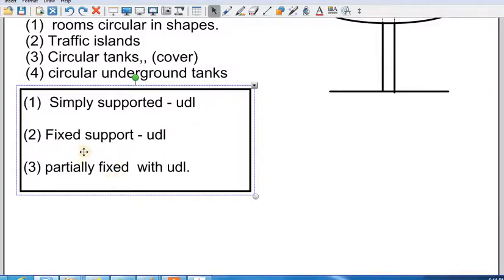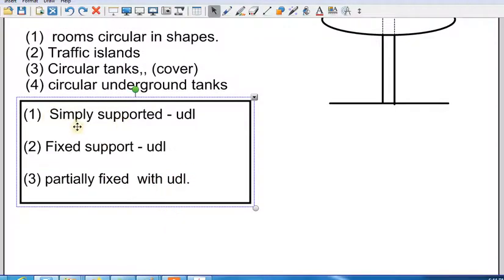The other one is a circular slab with fixed support, that is, a circular slab with fixed ends with the UDL, and a circular slab with partial fixity at the support with the UDL. So these are the cases.